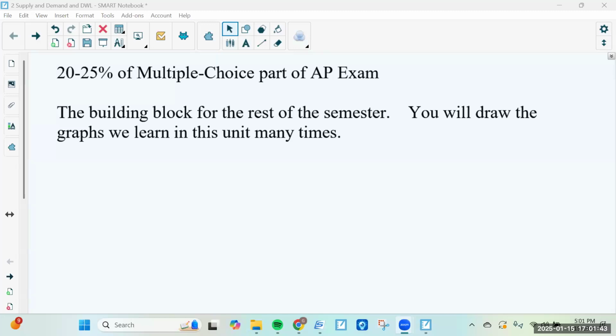Let's get started here. This stuff that I'm getting into is about 20 to 25% of the multiple choice part of the AP exam. Supply and demand, this unit, and all the stuff I'm going to be adding on to it is all over the AP exam. Without this, you really can't do any of the free responses either. Well, there's a couple you could do, but it's the building block for the rest of the semester. You're going to draw graphs or variations of these graphs many times this semester, so you want to make sure you get it down right here.